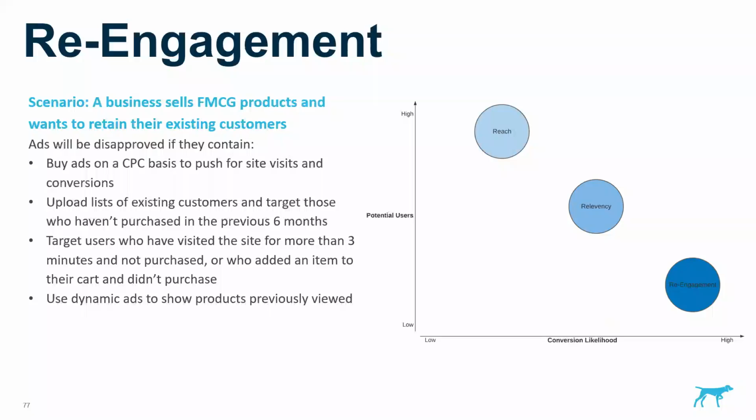So in our graph, we can see that the potential users is extremely low. We're specifically targeting existing customers, specifically targeting people who've been to the website. So the pool is very small, but they're highly engaged, highly aware, they've shown their interest, and the conversion likelihood is very high. So those are, I guess, the 3 main strategies that you can use as foundations for any social or display campaign, and you change them based on where you need to be on that reach to conversion volume graph.